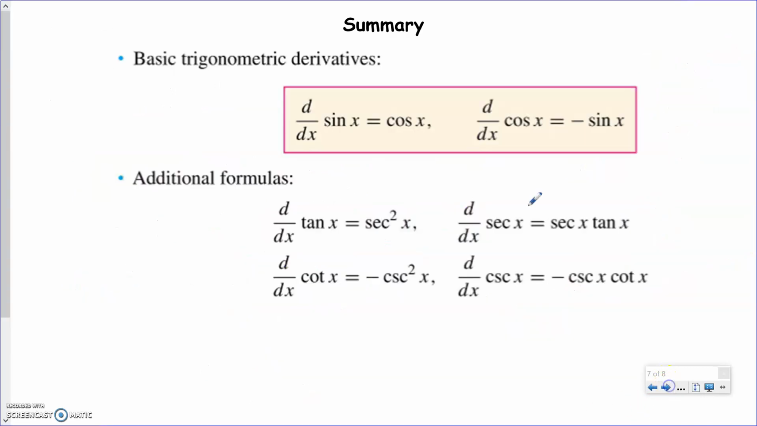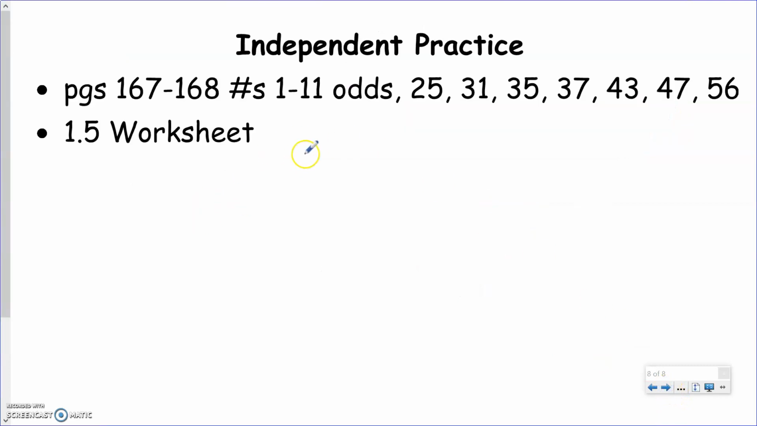Really, that's it. Here's your summary. Okay, again, you must memorize those. If you know those, you should be able to come up with the rest if you forget them. I'm going to cross these last 3 off. But that's it for the unit.